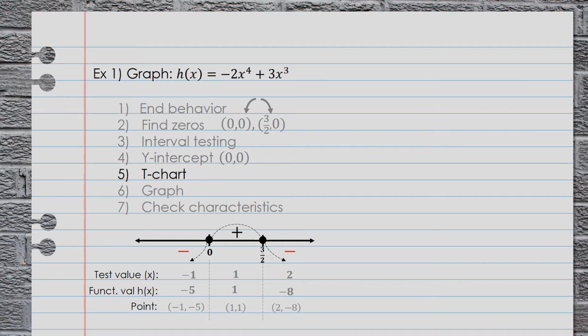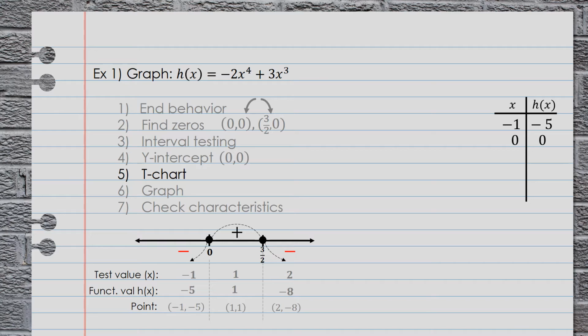Now we're ready to do our t-chart. So go ahead and prepare your t-chart. And where we are going to collect most of our points is from the interval testing. Now we read our interval testing from left to right. The first point we found was (-1, -5). The next point is actually going to be your x-intercept, that divider, which is the point (0, 0).